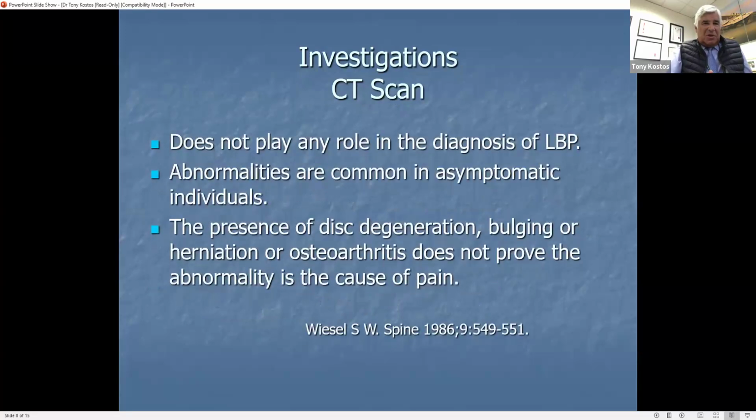A lot of GPs would just go straight to the CT scan. And the evidence for this, you can see the reference 1986, when we first started using CT scans. It was clear that abnormalities are frequently seen in asymptomatic individuals, and the incidence of abnormalities actually gets worse as you get older. Not surprising. So there's disc degeneration, disc bulging or herniation, osteoarthritis, but these abnormalities are frequently seen in asymptomatic individuals and can't be assumed to be the cause of the pain. So CT scans do not play any role in the diagnosis of low back pain.